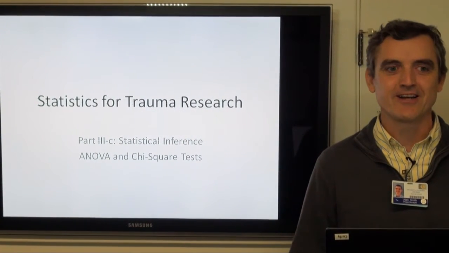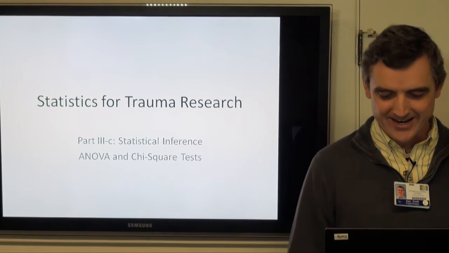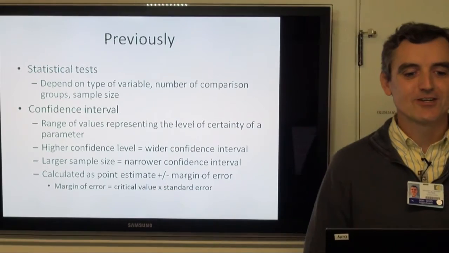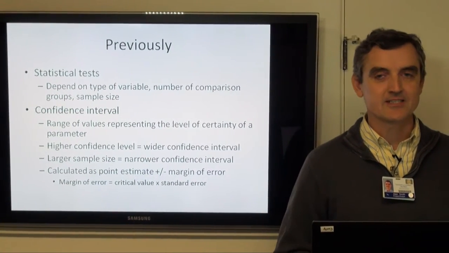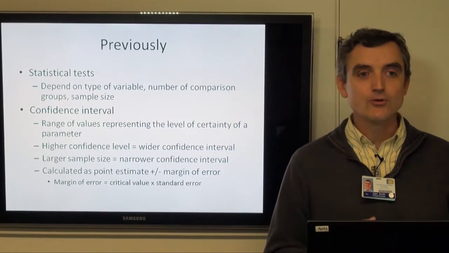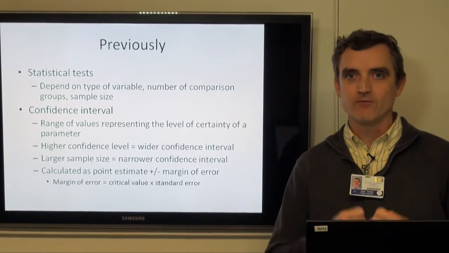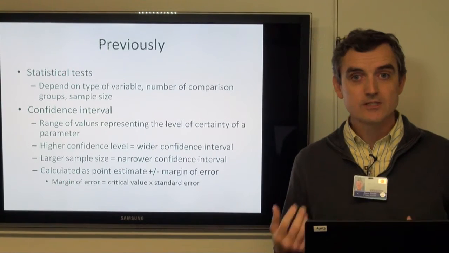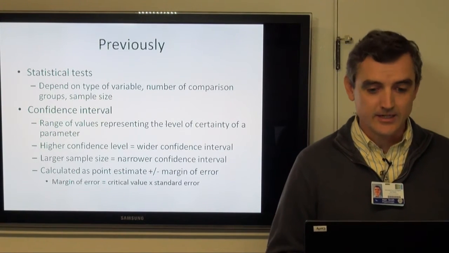We're just going to talk about analysis of variance and chi-square tests today. We've got things to do, after all. So last time we talked about different types of statistical tests: basic univariate statistical tests where you have one predictor variable and one outcome variable. And we're still going to continue along that line.